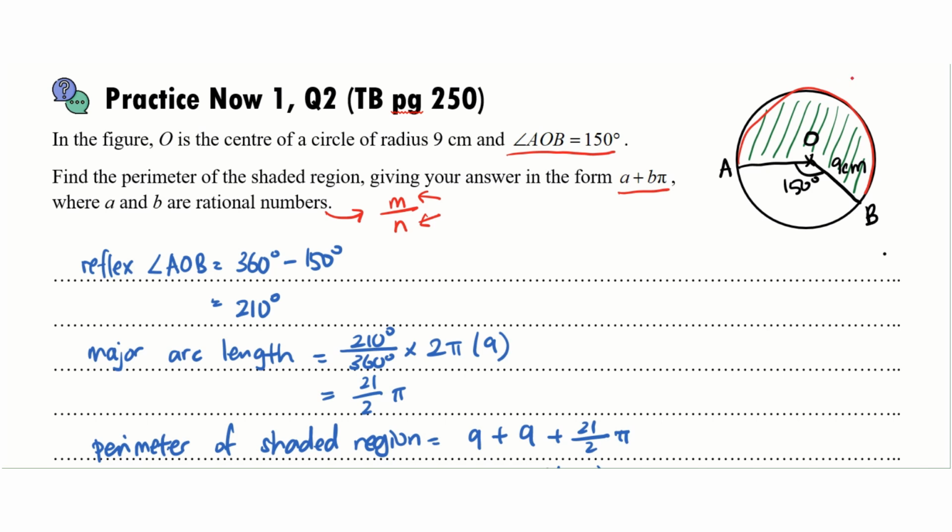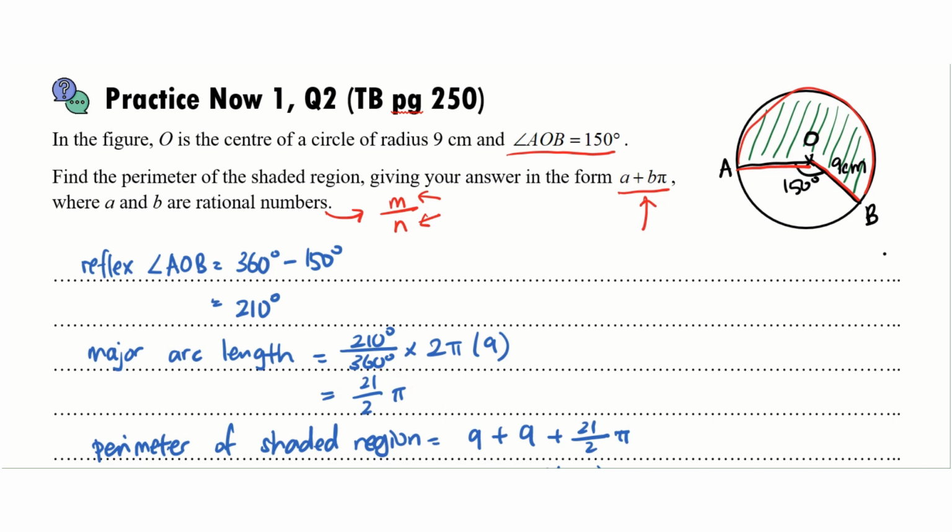Specifically, it will be the major arc, and then after that we add up the two separate radii, which are 9 cm. So what we can do is to find the reflex angle, which is 210 degrees, followed by finding the major arc length by using the arc length formula, and that will give us 21 over 2 pi. The reason why I leave it in terms of pi is because the question wants the answer in terms of pi.